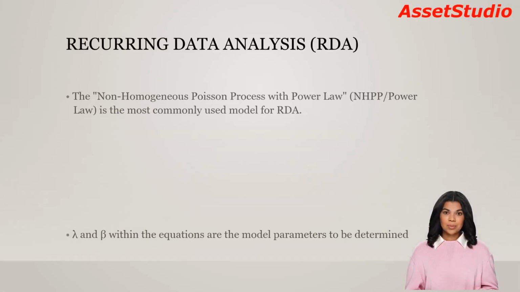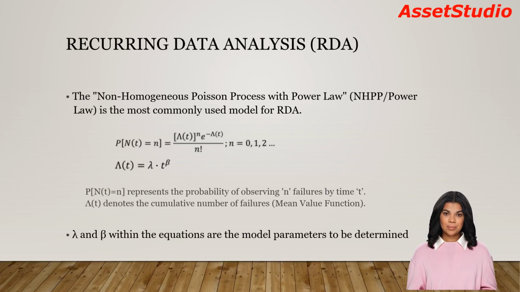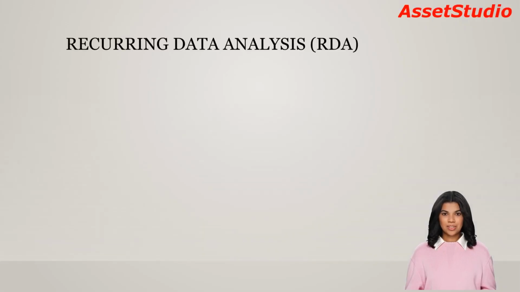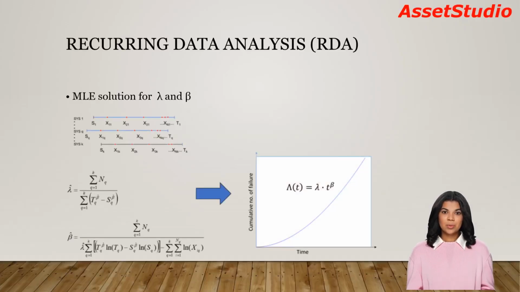The non-homogeneous Poisson process with power law stands as the predominant reliability model for recurring data. This model encompasses the Poisson process and power law equations as shown here. The parameters lambda and beta within the equations are the model parameters to be determined. For this presentation, we utilized the recurring data analysis tool in Aero software to compute the model parameters lambda and beta. For a comprehensive understanding of the theory behind this analysis, consider exploring academic databases like PubMed, JSTOR, Google Scholar, or the IEEE Xplore digital library.